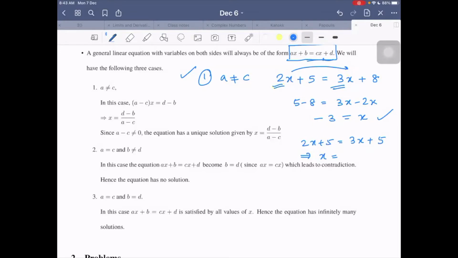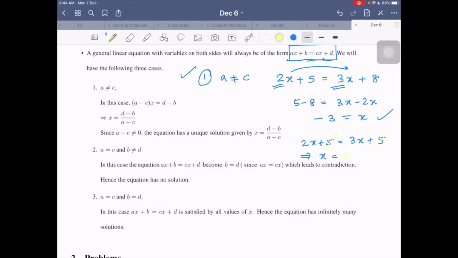What is the solution in this case? We have 2x plus 5 is equal to 3x plus 5. What is the value of x? Please tell me. What about others? 0. 0 is the answer, right? Because, without thinking twice, you can cancel a 5 and you're left with x is equal to 0.